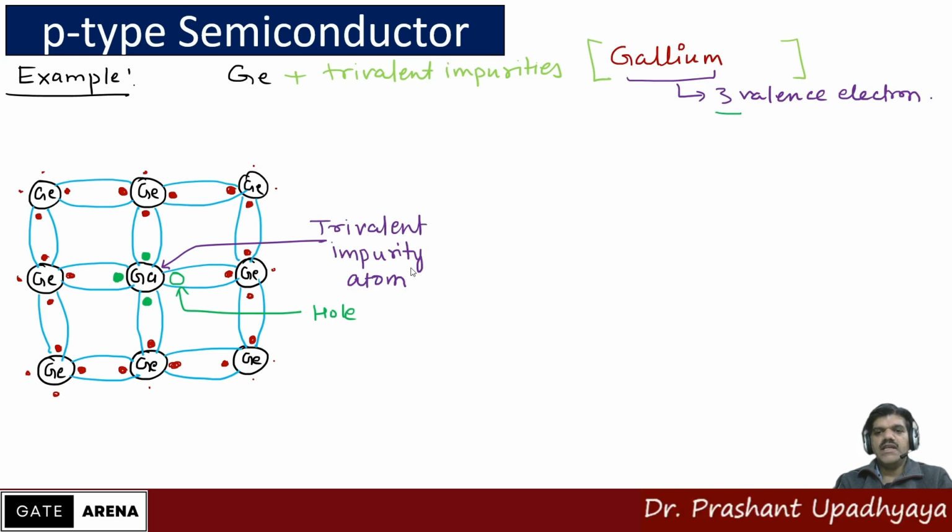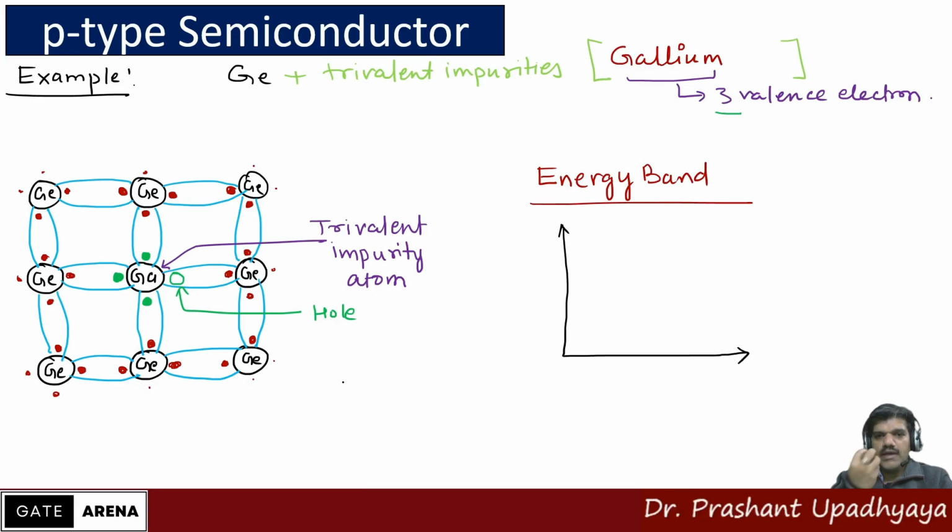So you can see that each atom of gadolinium has fit into the germanium crystal and it has done the bonding with three germanium atoms, but it has one free space, or we can say you can see it has a hole available, and due to this it is not able to complete its bonding. To complete the bonding it requires some electrons in that hole. Okay, so I'm just using an energy band diagram to explain this.